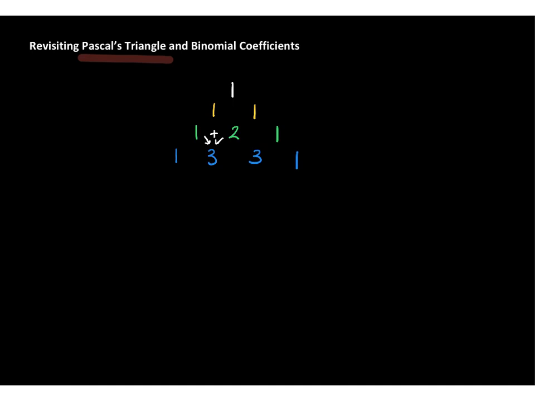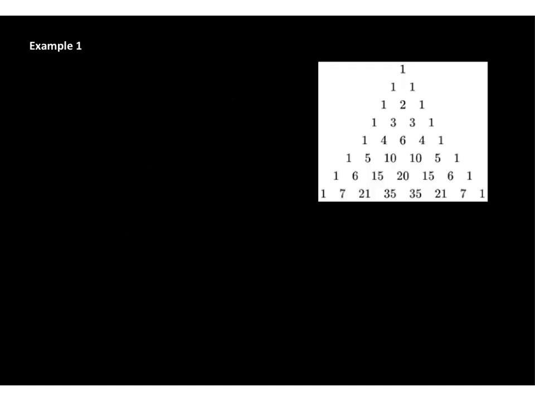Let's add in a few further rows of Pascal's triangle. So we then have 1, 4, 6, 4, 1, 1, 5, 10, 10, 5, 1, 1, 6, 15, 20, 15, 6 and 1. And it's very quick and very easy to build up the first few rows of Pascal's triangle. So in the past, you've used Pascal's triangle to carry out binomial expansions.